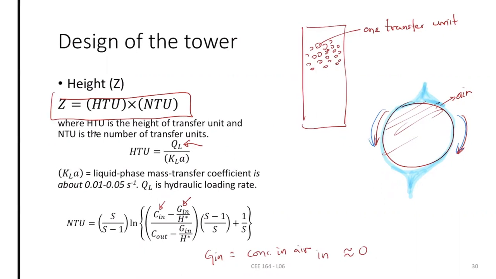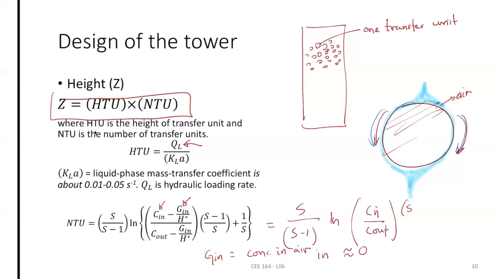So if you do that, this would be S by S minus 1 log C in by C out times S minus 1 by S plus 1 over S. All it means is what it says: the number of transfer units depends on the difference in concentration of pollutants in and out in water. So this ratio is what it depends on.